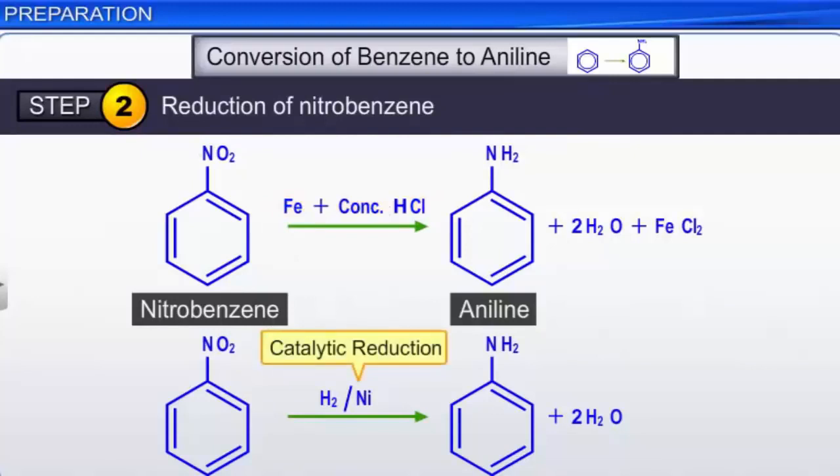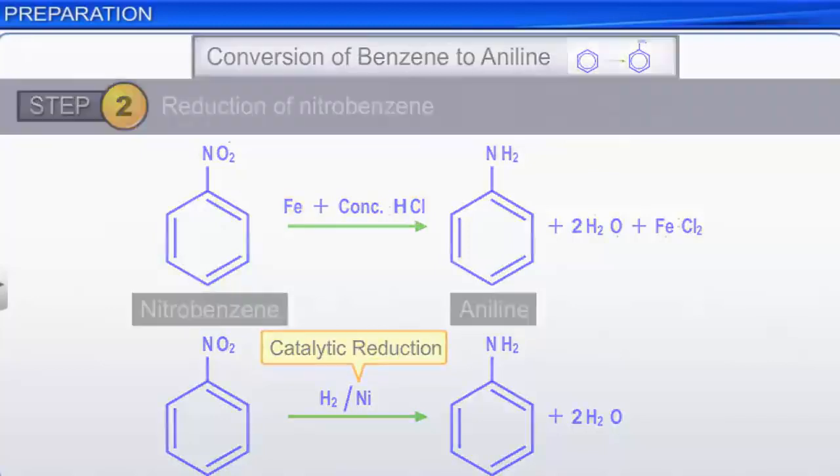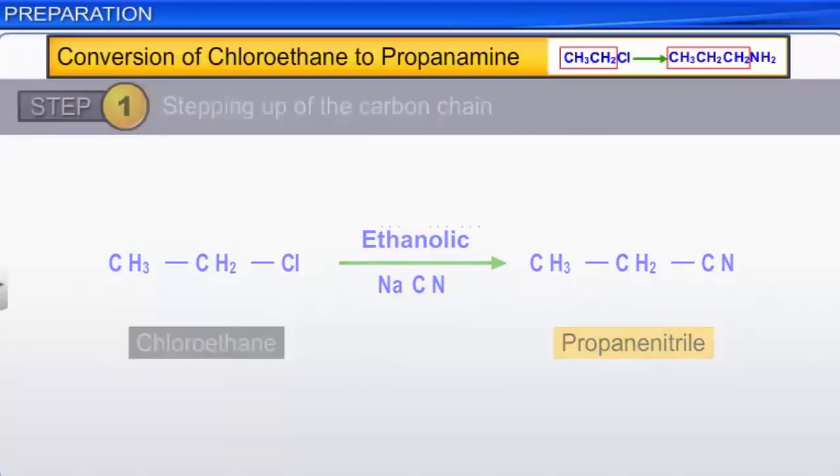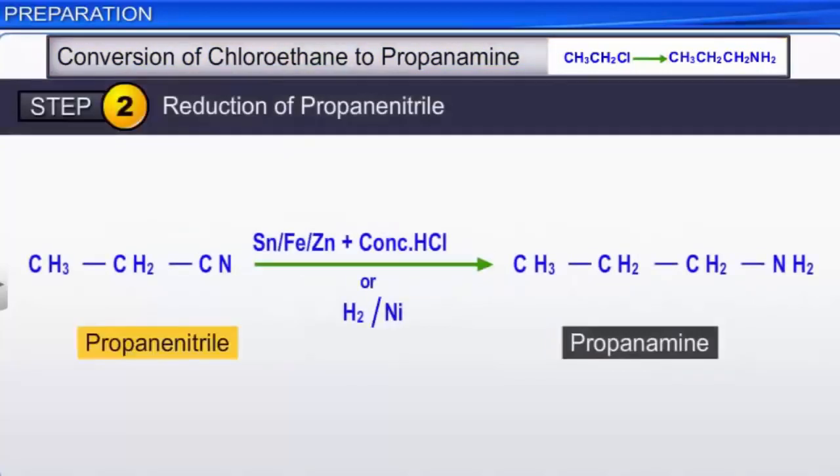Let's proceed to the conversion of chloroethane to propanamine. Note that this conversion involves the stepping up of the carbon chain. To achieve this, chloroethane is first treated with an ethanolic solution of sodium cyanide to yield propane nitrile. In the next step, propane nitrile is reduced by active metals like tin, iron, or zinc in the presence of concentrated hydrochloric acid or by catalytic hydrogenation to give propanamine.